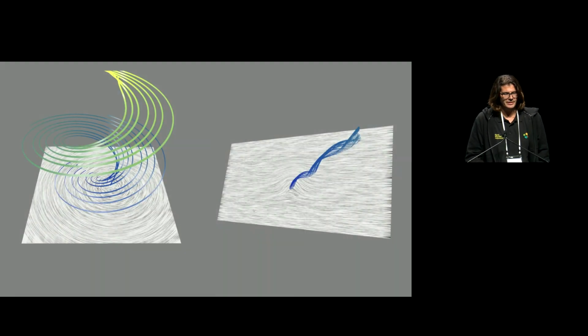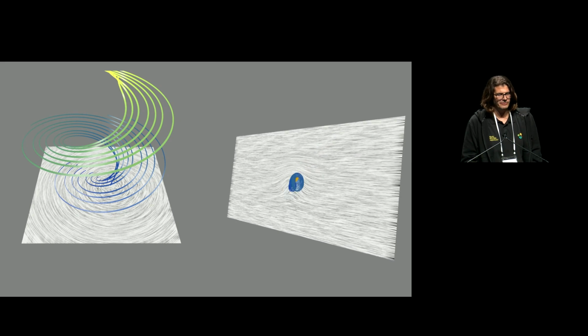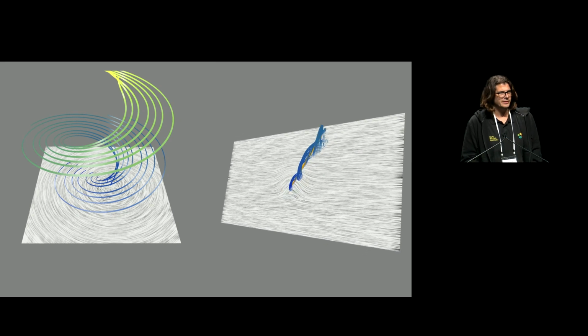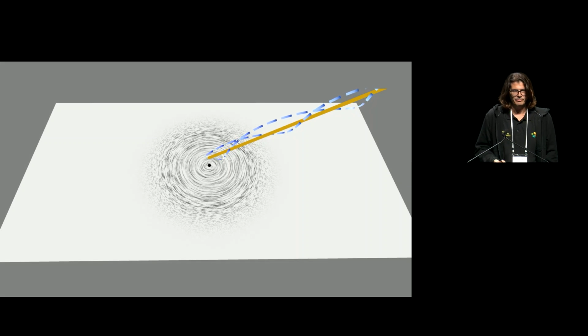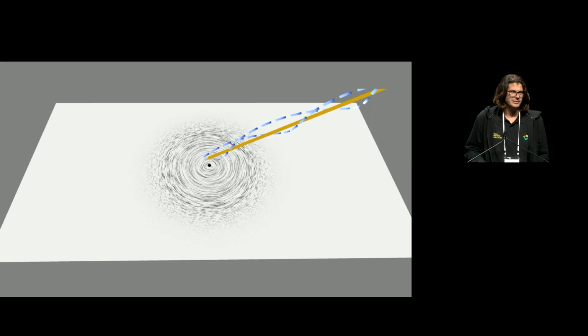So we have seen these different cases where the line integral convolution makes us think that there is a vortex and there isn't one, or it makes us think there is no vortex, but there is one. And most commonly, probably, it will make us think that there is a vortex, but it's slightly off-centered.